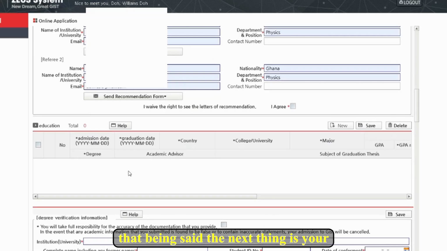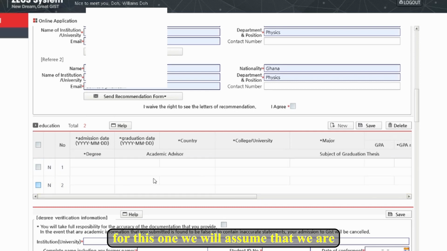That being said, the next thing is your education. So for example, let's say you want to apply for a Master of Science or maybe a PhD. If you're applying for PhD, you have to click on new and then write the detailed information about your academic degree information here on one, and then the second one you click the second one and then write about your Master of Science information.